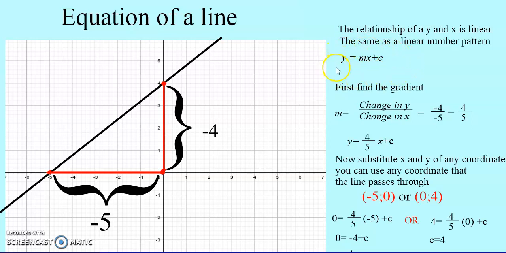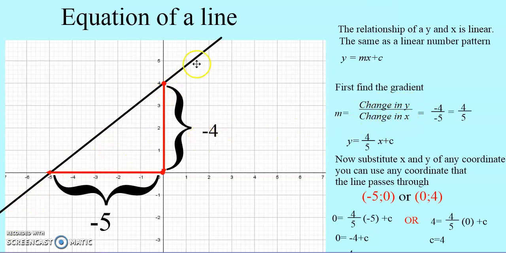The equation of a line, y is equal to mx plus c. There are other different representations of this, but for the purpose of grade 8 and grade 9, I will focus on y is equal to mx plus c. First, we have to find the gradient, and this we've learned in the previous chapter, that the gradient is equal to the change in y over the change in x.